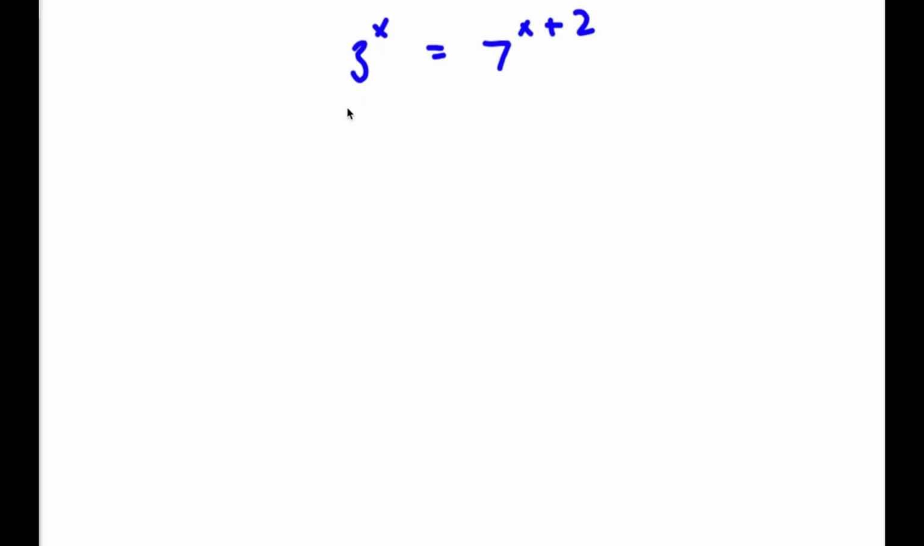In today's video, I'm going to be teaching you guys how to solve one of the hardest Math Olympiad problems. Alright, so we have 3 to the power of x is equal to 7 to the power of x plus 2. Now, I actually have two methods of solving this problem. So let's first start with method 1.